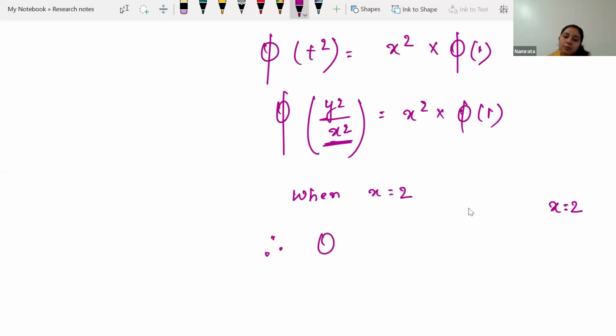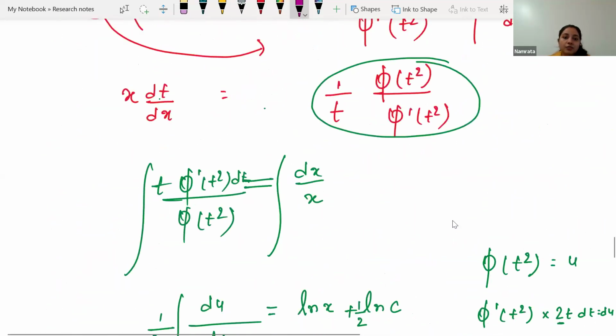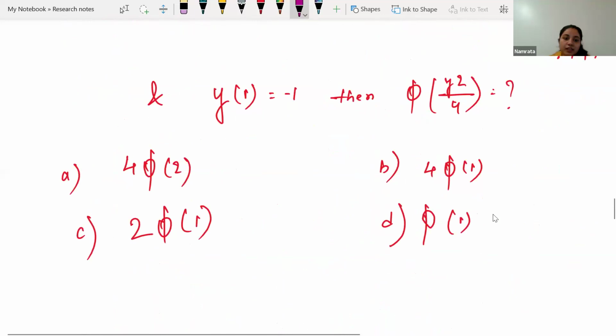Therefore we will have phi of y square by 4 is equal to, here we will substitute 2, so it will be 2 square. Here we'll have phi of 1. That means 4 phi of 1. What is the value of phi of y square by 4? It is 4 times phi of 1. Is there any option like that? 4 times phi of 1? Option B. Can you see? Option B is the correct option.